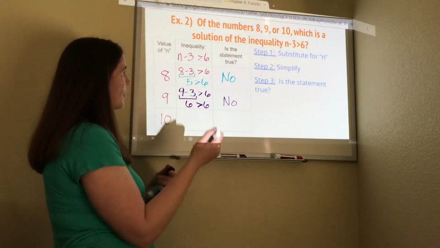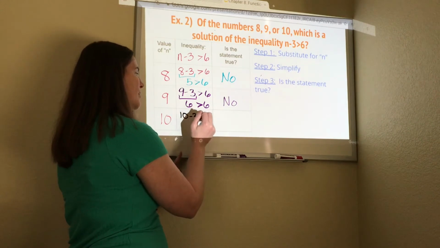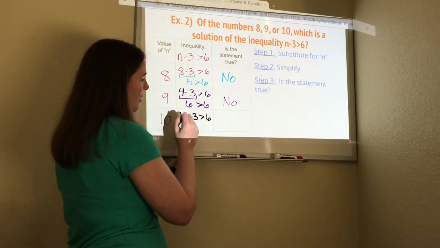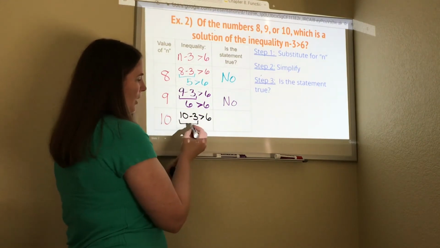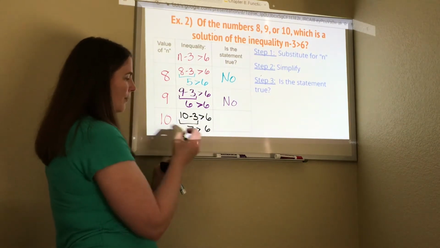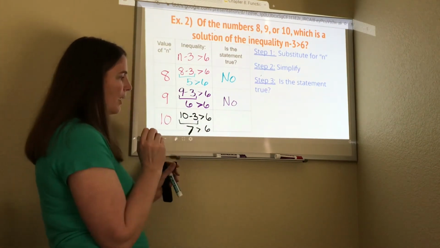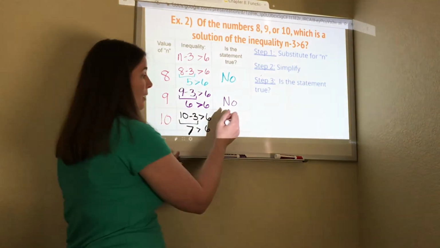Next one, 10. I'm going to substitute 10 into the inequality. So I have 10 minus 3 is greater than 6. 10 minus 3 is 7. Is 7 greater than 6? All right, is 7 greater than 6? Yes.